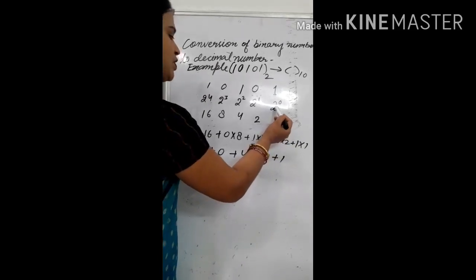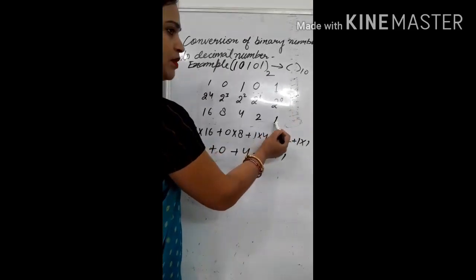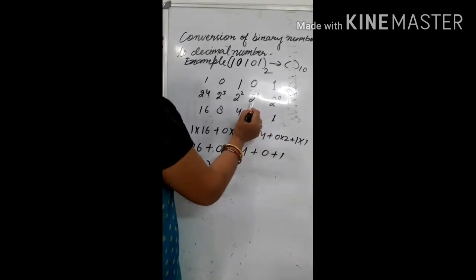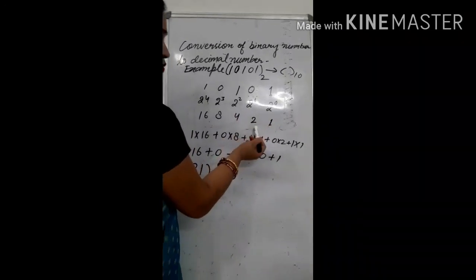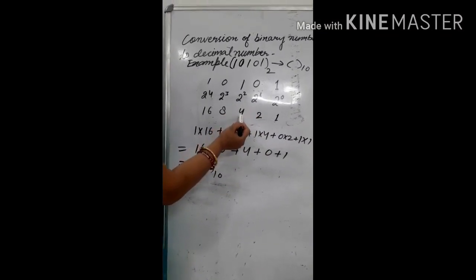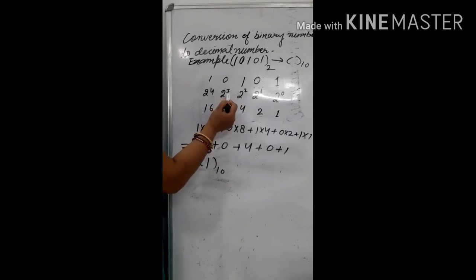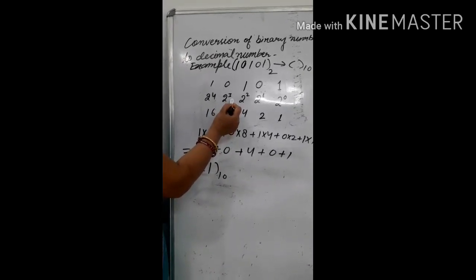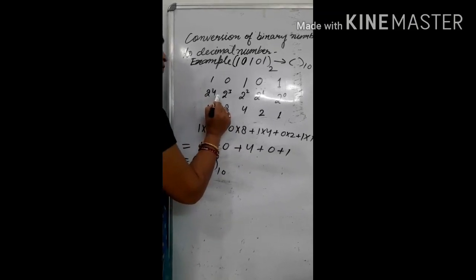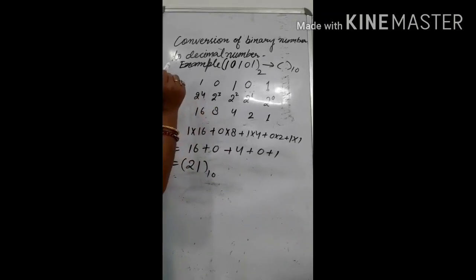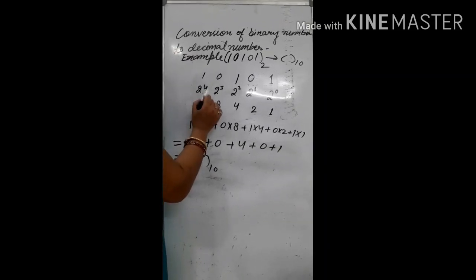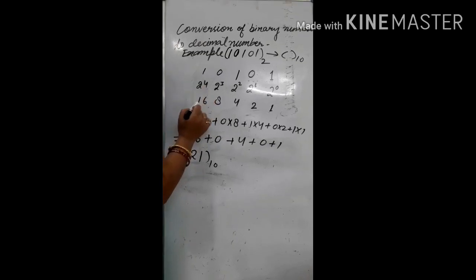2 raised to the power 0 is equal to 1, because any number raised to the power 0 is equal to 1. 2 raised to the power 1 is equal to 2. 2 square means 2 into 2, 4. 2 cube means 2 into 2 into 2 is equal to 8. 2 raised to the power 4 means 2 is multiplied 4 times. Means 2 into 2 into 2 into 2 is equal to 16.